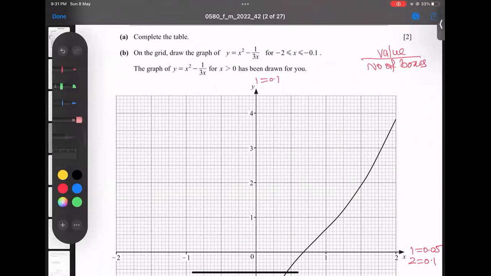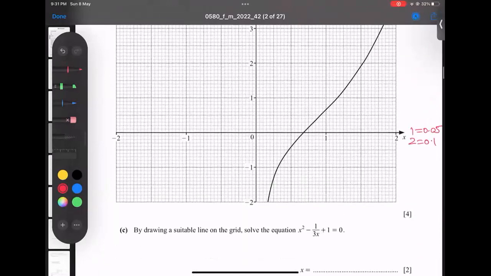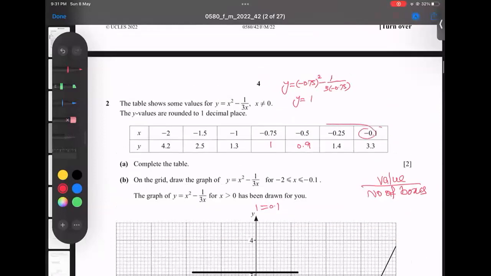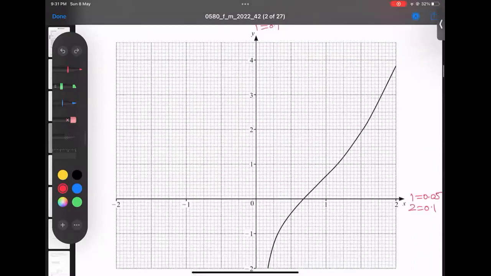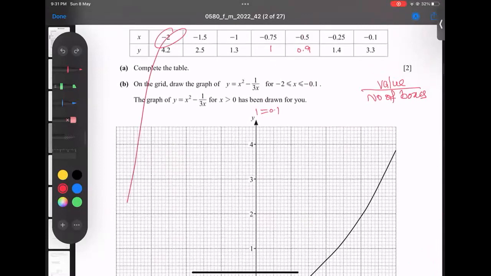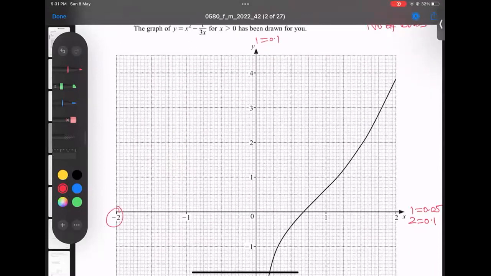Now I'm going to sketch the rest. Luckily, the positive graph is drawn already, and now I'm going to draw the negative. See, all values are negative, so I'm going to sketch the left-hand side. For example, x is -2, y is 4.2. So -2 is here somewhere, and 4.2.